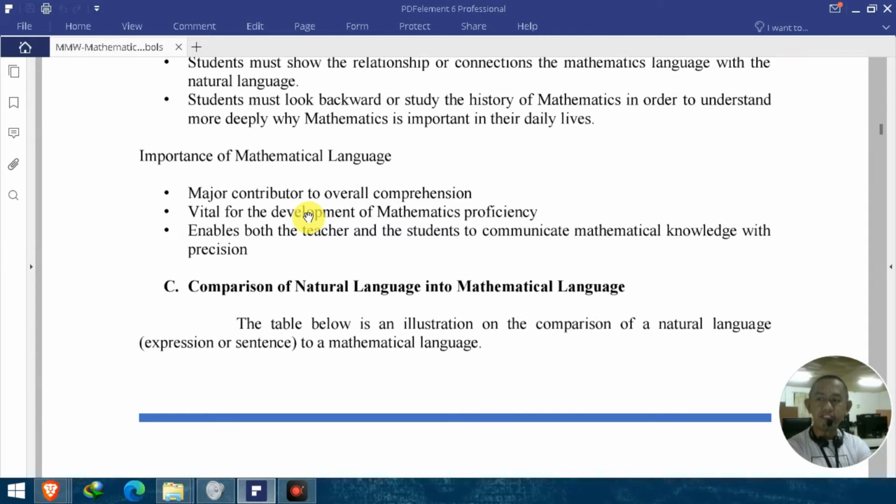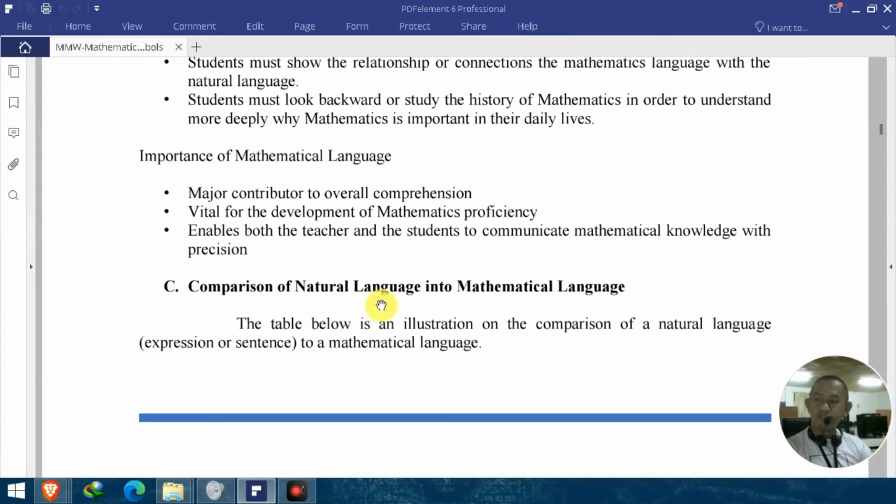So, it is vital for the development of mathematics proficiency. So, yung MMW or Mathematics in the Modern World, yung exam natin later on, because we are going to problem solving, some of the questions are from the board exam, which is abstract reasoning. So mga sequences, yun ang gagamitin ko sa quizzes natin. It also enables both the teacher and students to communicate mathematical knowledge with precision. Sometimes there are rules that we have to follow, so those are the rules we will be referring to for one formula, for example.